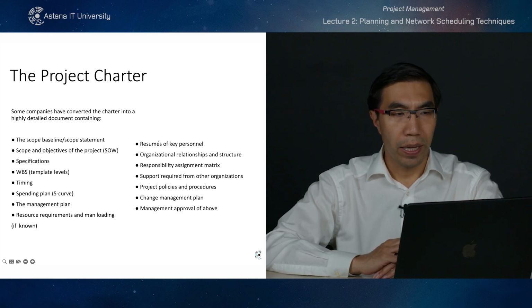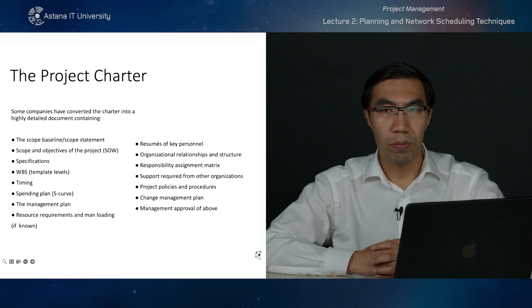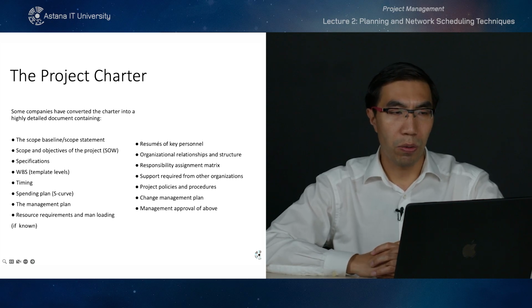As you can see, depending on the type of the project and organization, you might have a minimum version of a project charter or a quite detailed project charter. Let's move on to the next topic.